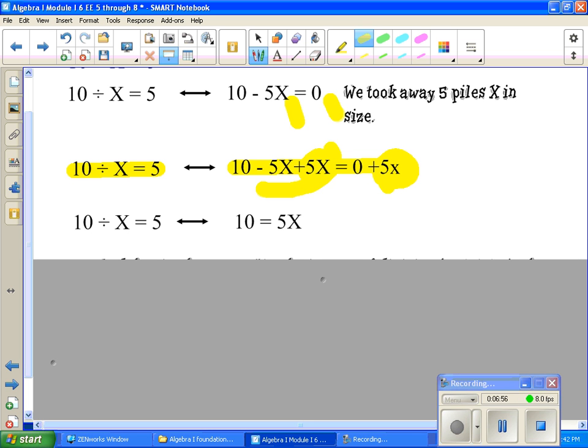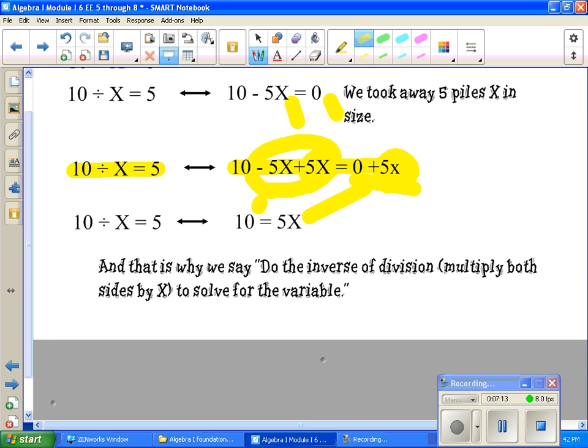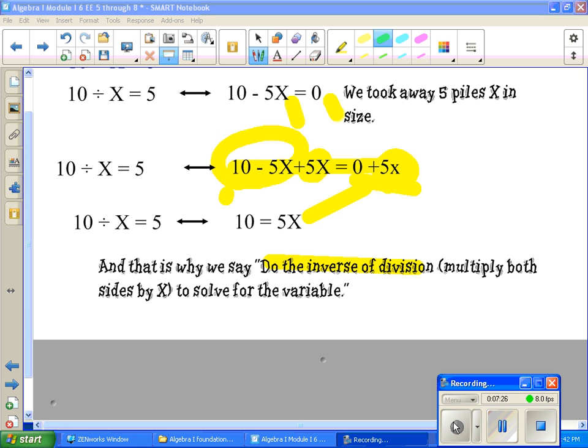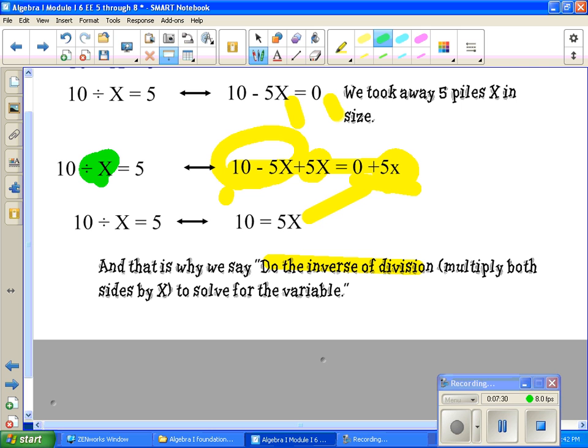What is minus 5x plus 5x? Nothing, because they're inverses of each other. What's 0 plus 5x? 0 plus anything is that number, 5x, because 0 is the additive identity. And that is why we say do the inverse of division right here. Do the inverse of division. Multiply both sides by x to solve for the variable. And there we have it, we multiplied both sides by x. 5 times x is 5x.